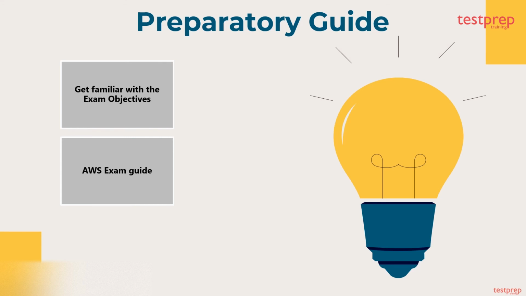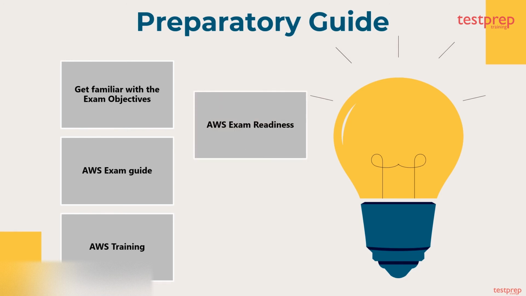3. AWS Training. For developing technical skills for the AWS Certified SysOps Administrator Associate exam, AWS recommends courses that include AWS Technical Essentials and Systems Operations on AWS. 4. AWS Exam Readiness. Exam readiness training helps to understand the process of explaining exam questions and allocating study time.